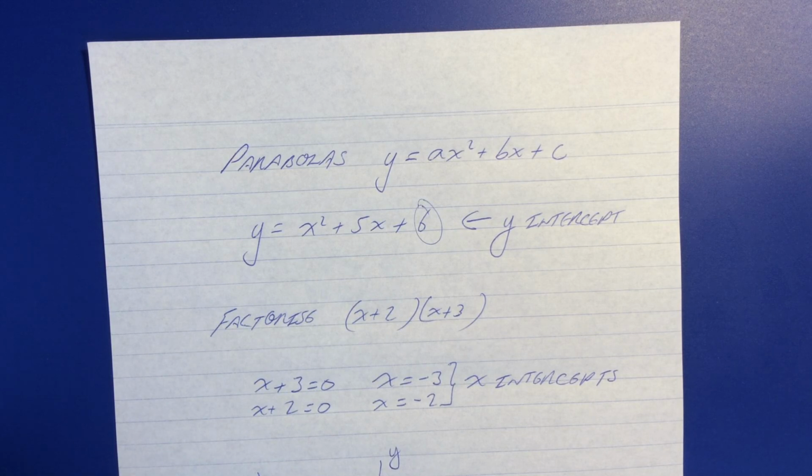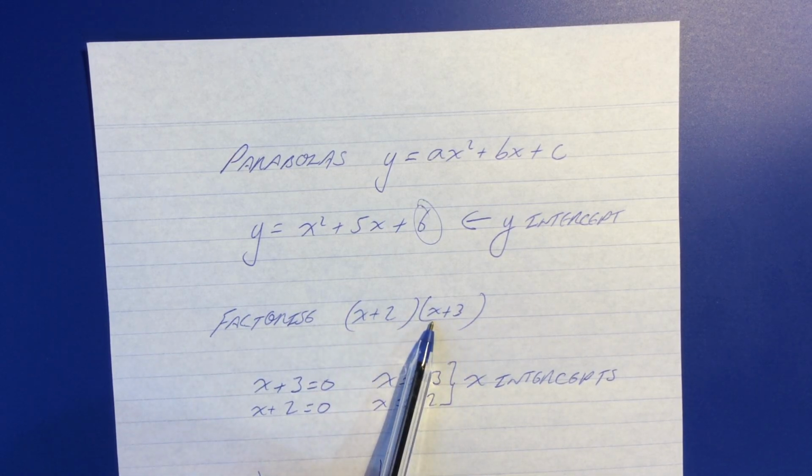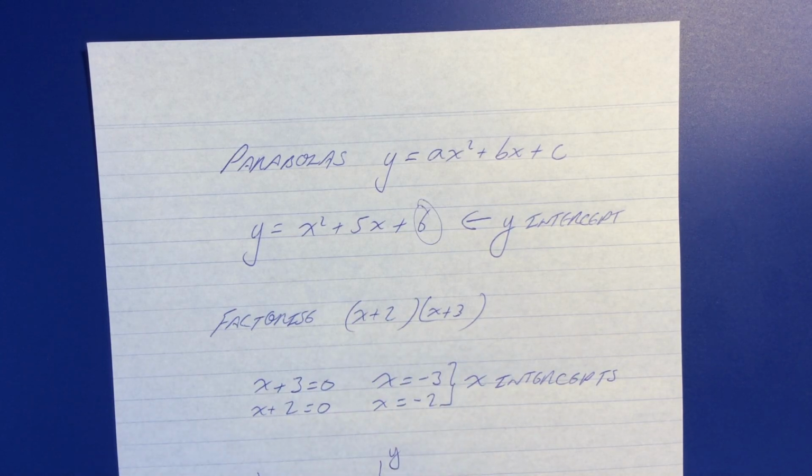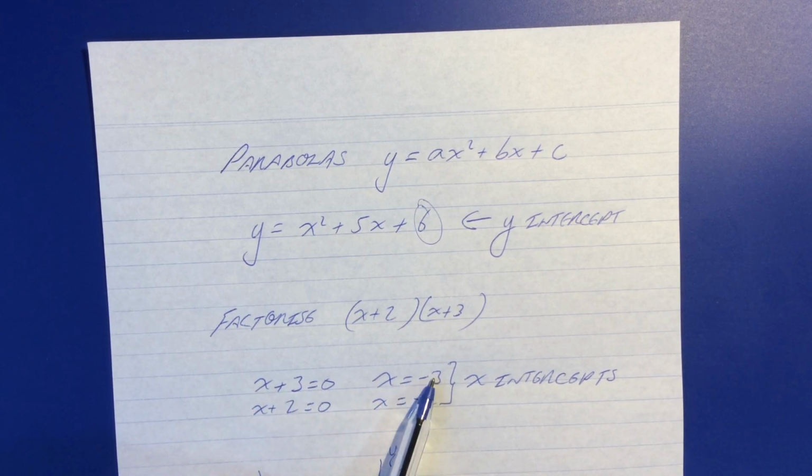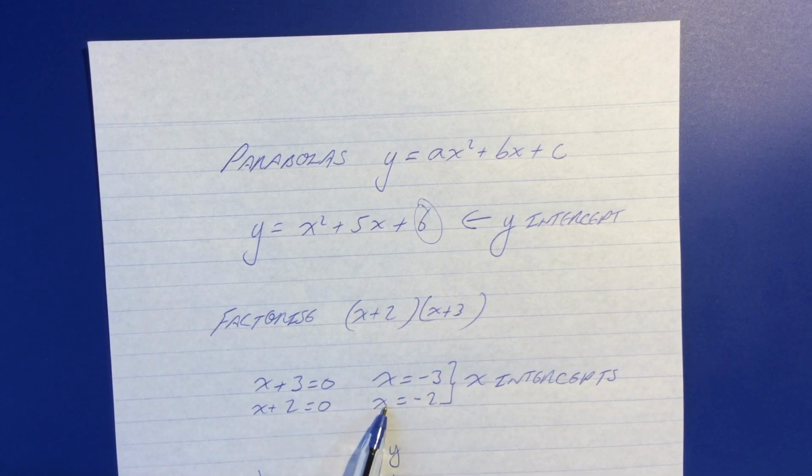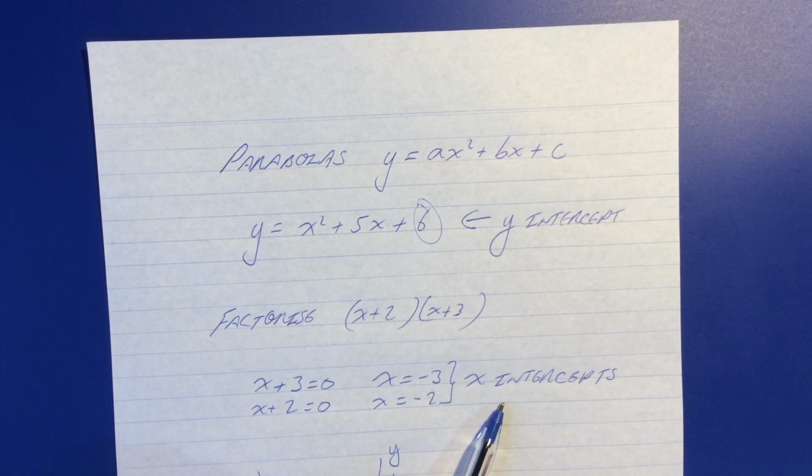Now, one more step. We need to make each of these brackets equal 0. Null factor law. You may have heard of that. Anyway, so here we go. x plus 3 equals 0, so x will equal negative 3. x plus 2 equals 0, so x must equal negative 2. These are the x-intercepts.